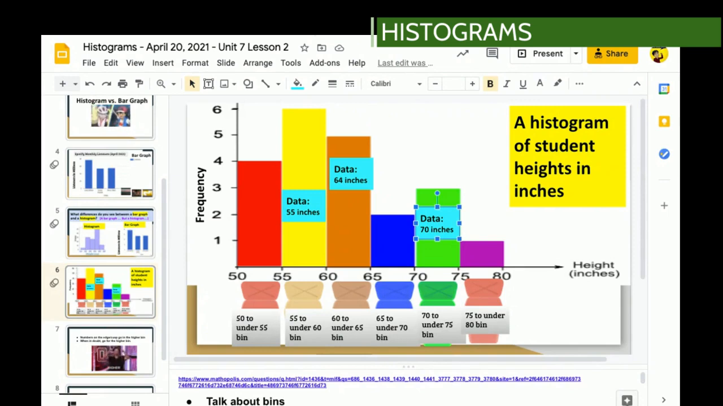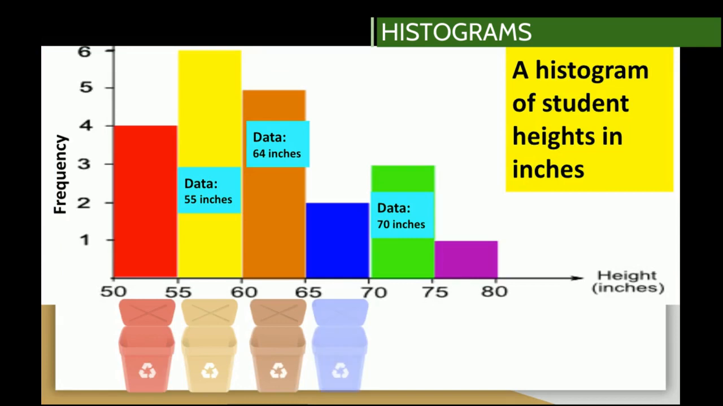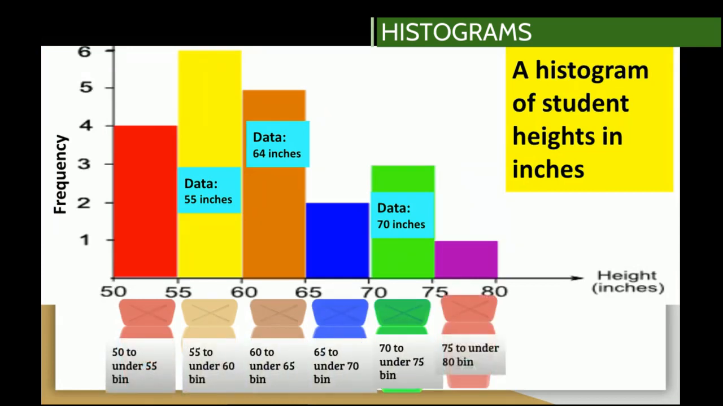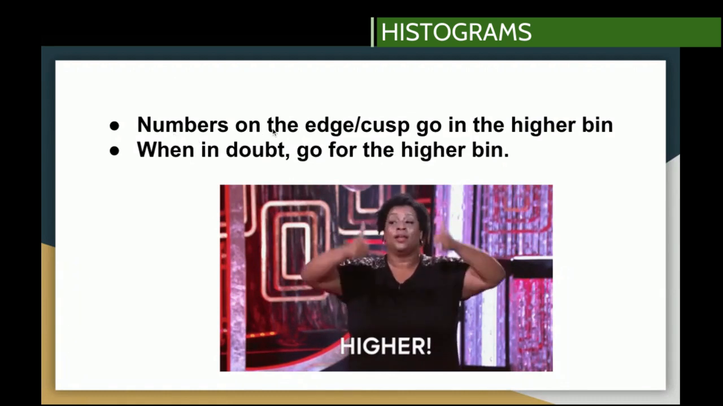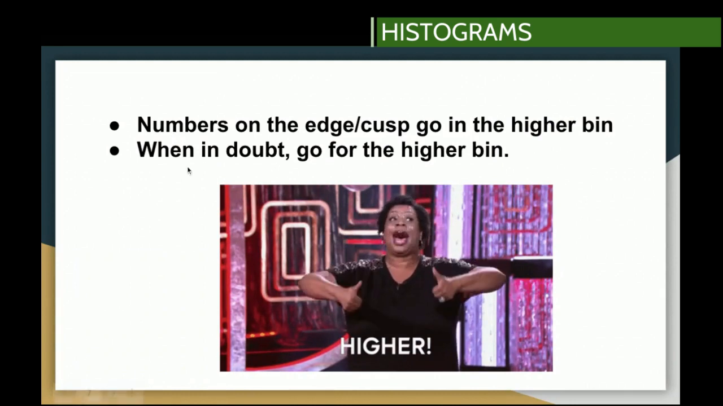Okay? And to summarize that main point right there, there's actually a special rule that you can remember here. When you see numbers that are on the edge or cusp, just put it in the higher bin. Basically, when in doubt, go for the higher bin, okay?